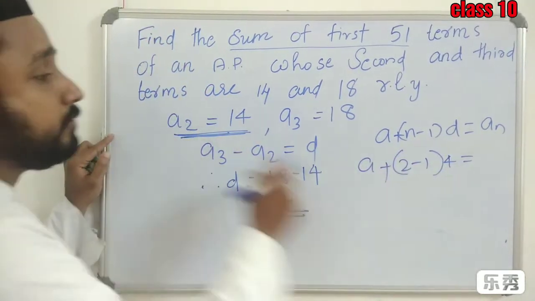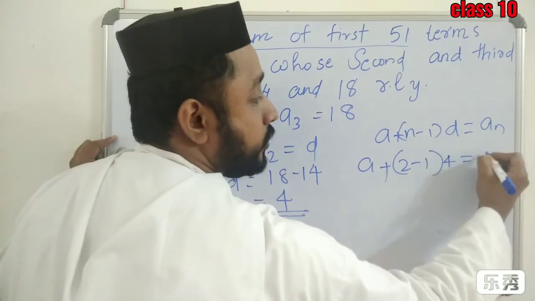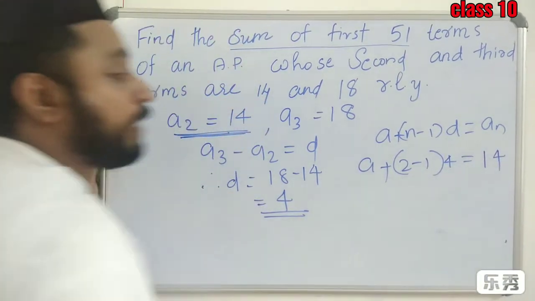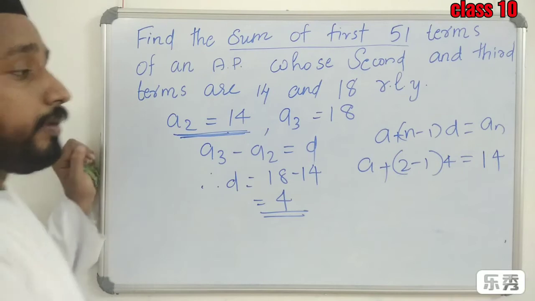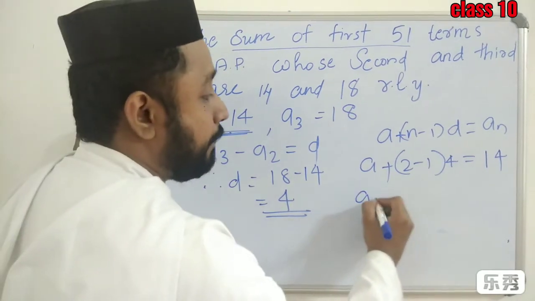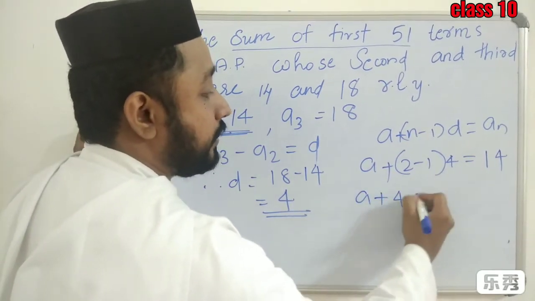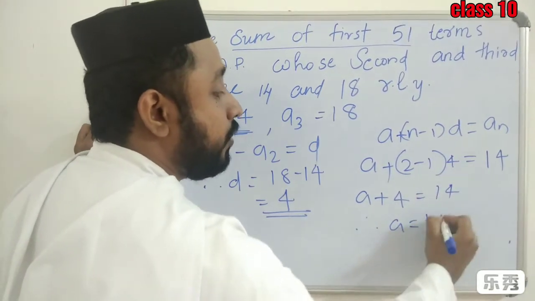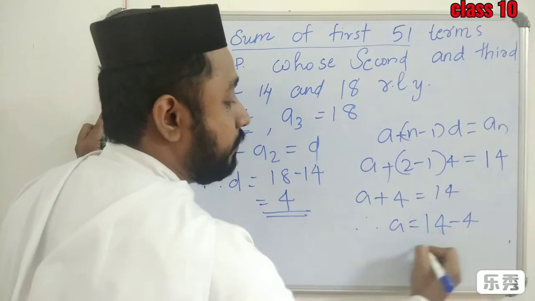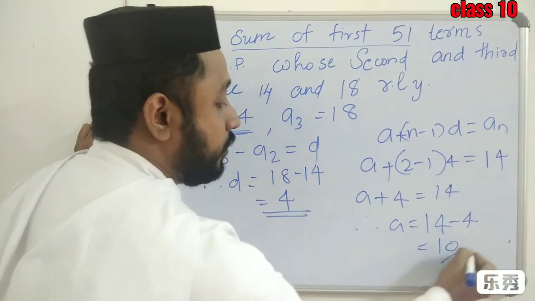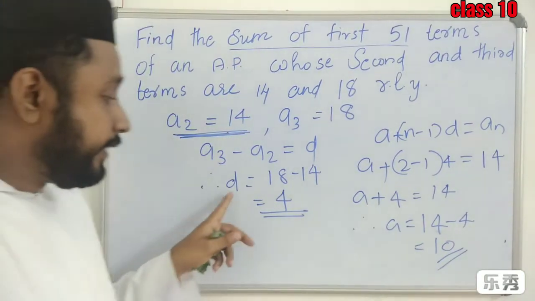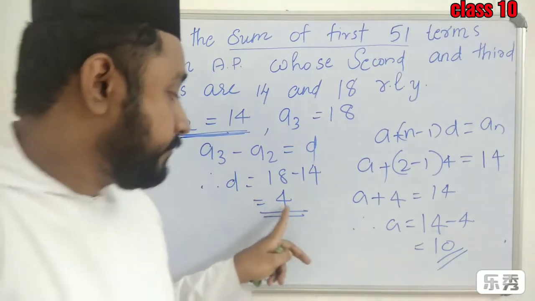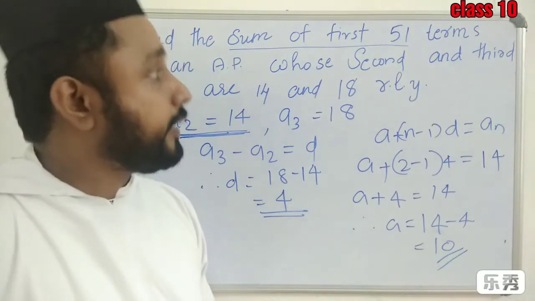A2 is 14. So A plus 2 minus 1 into 4 is equal to 14. That is A plus 4 is equal to 14. Therefore A is equal to 14 minus 4, which is equal to 10. So we got the values: D is equal to 4 and A is equal to 10.